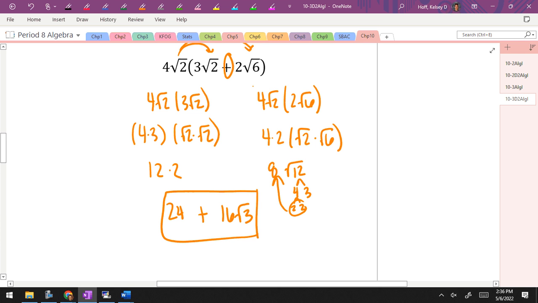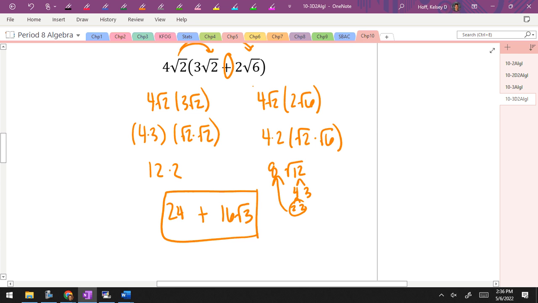Can you add those two together? Can I add this one and this one together? No, because they don't have the same square root. Very good.